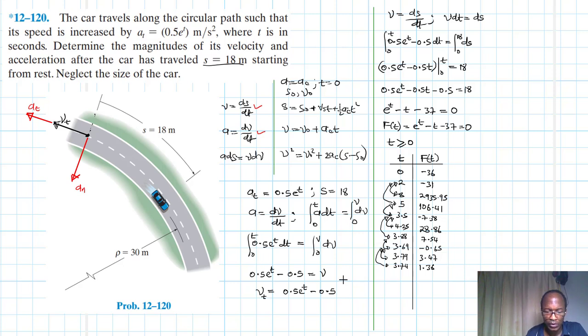Here again, 3.69 plus 3.74 divided by 2 is 3.72. Plugging in 3.72, that's a 0.54. We have this again.